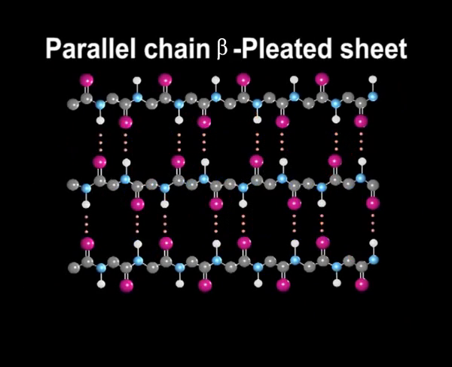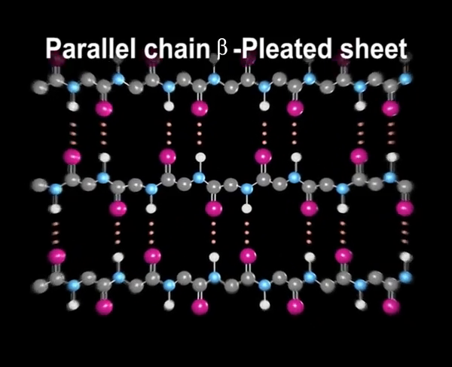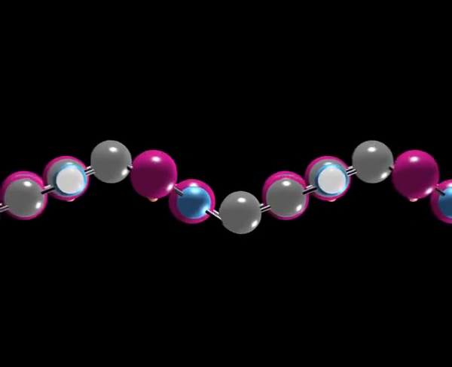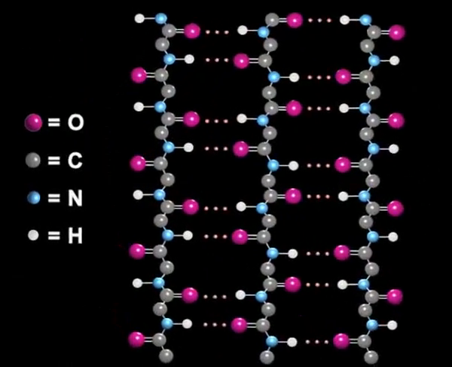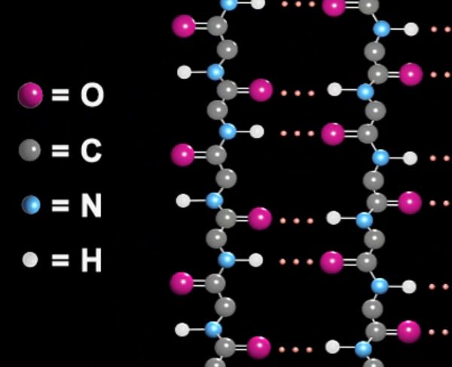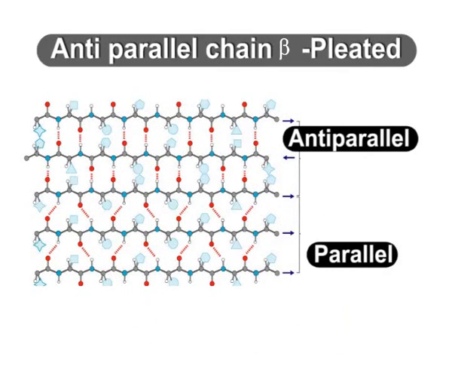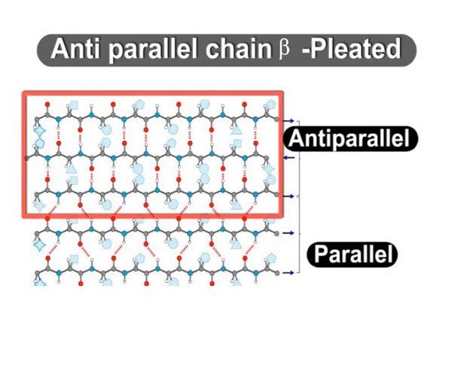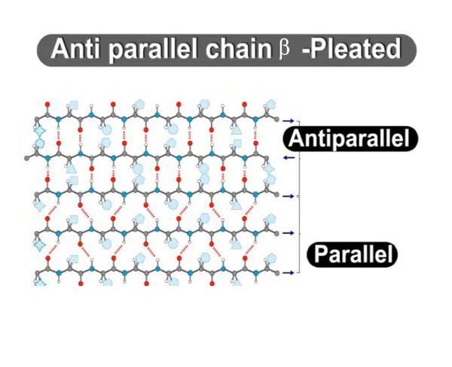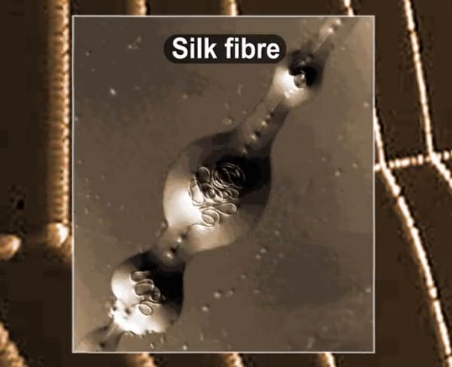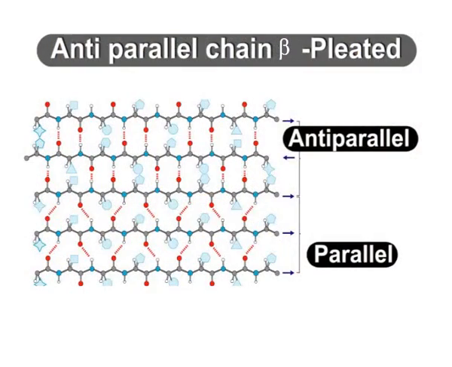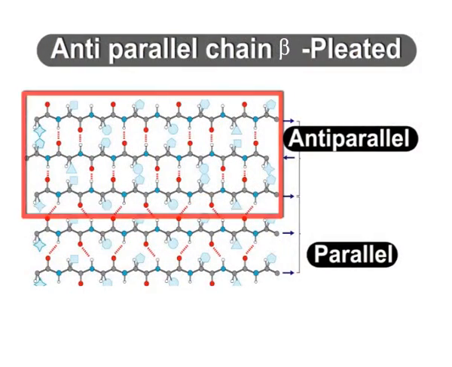In a parallel chain beta-pleated sheet, nitrogen atoms of adjacent strands of polypeptides point in the same direction. Example is beta-carotene. In an anti-parallel chain beta-pleated sheet, nitrogen atoms of adjacent strands of polypeptides point in opposite directions. The example is silk fiber. Students, you know antiparallel beta-pleated sheets are more stable.